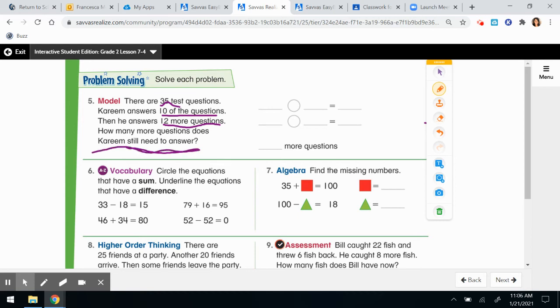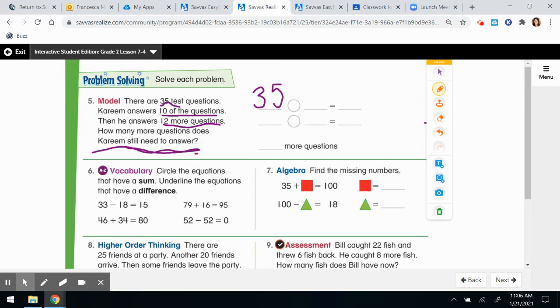All right, so this one is a little different, let's think about what's happening. There's 35 questions on the test in all. I know Kareem answered 10 and then 12 more. Now we want to find that missing part. How many does he still need to answer? There's a couple ways to do this, but I'm going to show you the way I would do it. I would start with the number 35. That's how many test questions there are.